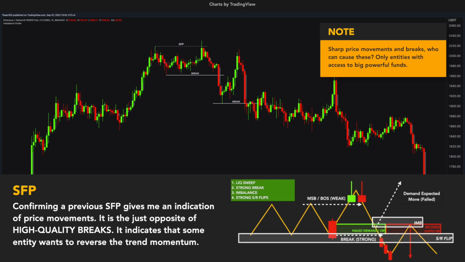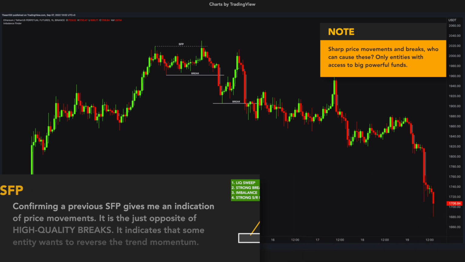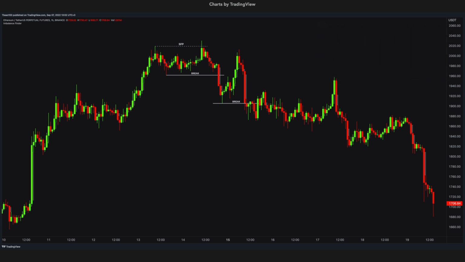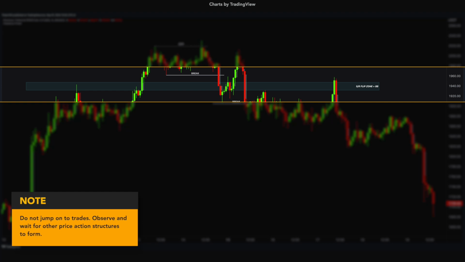Who can move the price this strongly and quickly at once? It should be someone or some institution who has access to big funds. We retail traders cannot move the price like that. This is why the most important thing in trading is high quality breaks. After the break, obviously, I'm not jumping into trades. I just need to observe other price action structures.